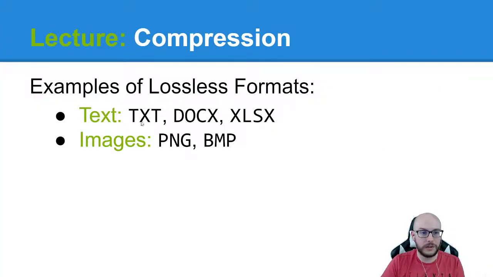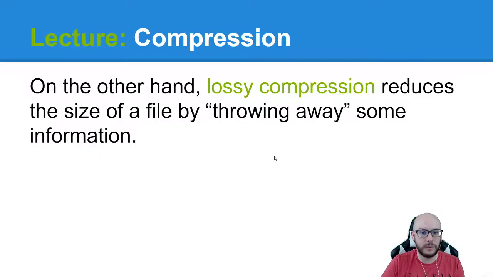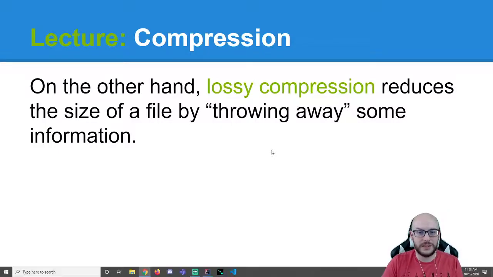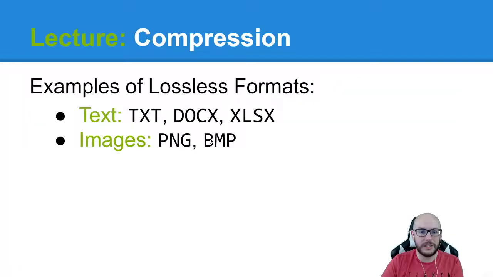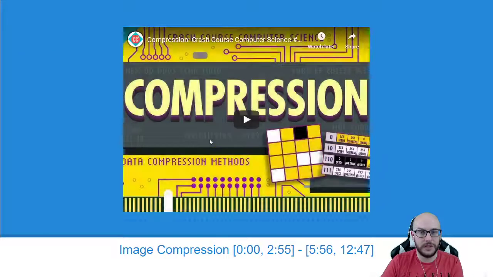Now, here's our example of lossless formats: our text files, PNG is a lossless format, BMP, bitmap, is a lossless format. However, there is lossy compression. This is achieved by throwing away some information. It's hard to demonstrate with this image, which is why I really recommend you watch this video.